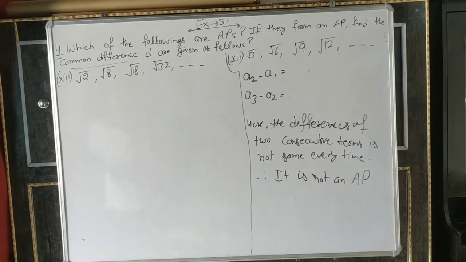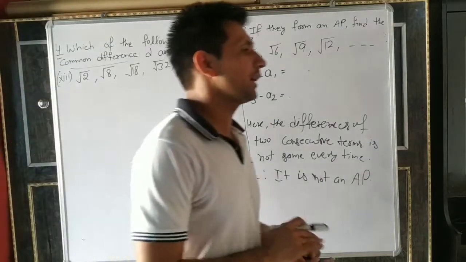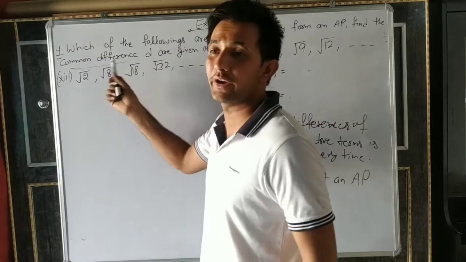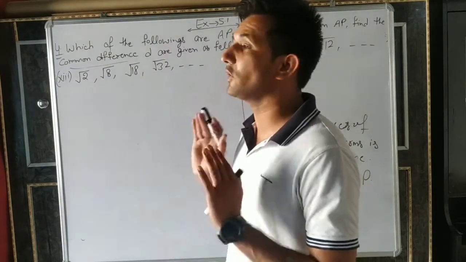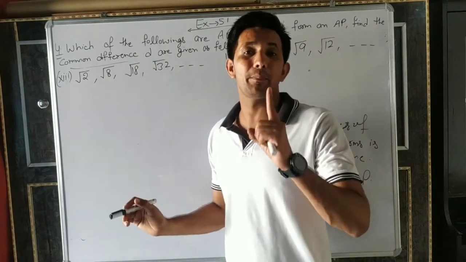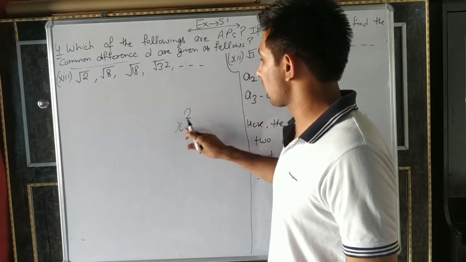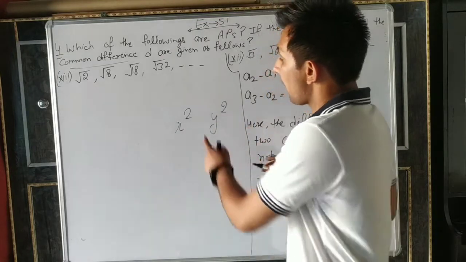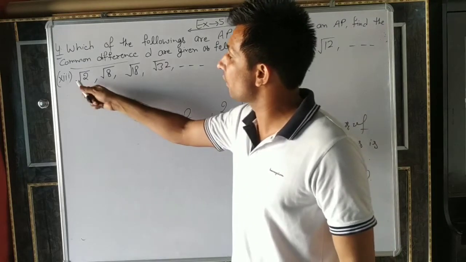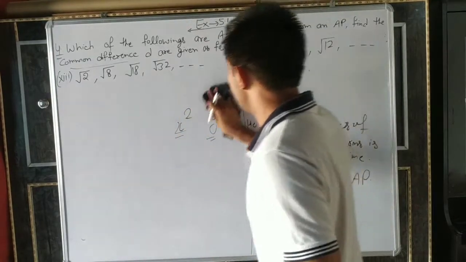Now dear, the 13th and 12th part again: root 2, root 8, root 18, root 32. We have to check whether it is an AP or not. Some students are thinking 8 minus 2 is 6, 18 minus 8 is 10, so it is not an AP. But we cannot subtract like this, because they are not like terms. Like terms mean their power and variable should be equal. For x squared and y squared, the power is the same, but the variable is different. Same here: the power is 1 by 2, but the numbers are 2 and 8. They are also different. Understand?